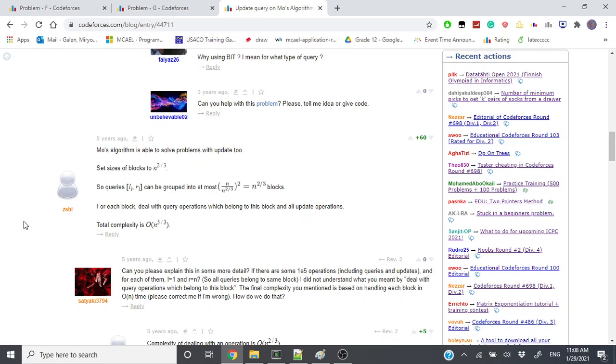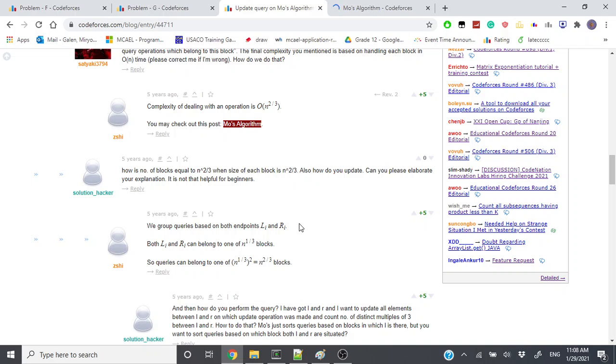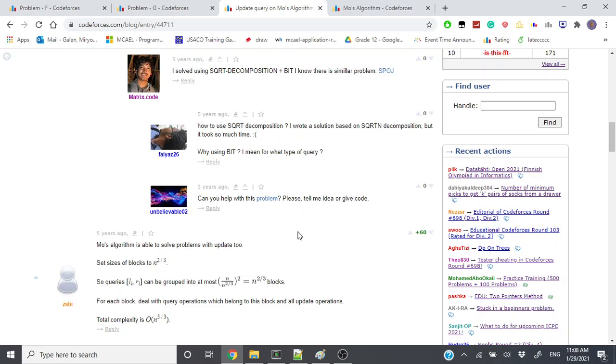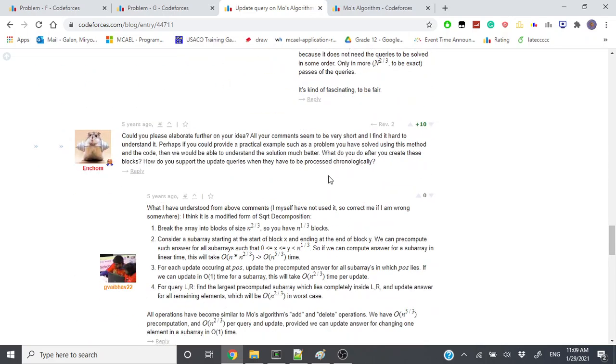Queries L_i, R_i can be grouped into at most n over n to the 2/3 squared, which is n to the 2/3 blocks. For each block, deal with query operations which belong to this block and all update operations. CP-Algorithms has it. What is this? I think this assumes some sort of quick operation. The problem is merging the arrays we have is too hard.